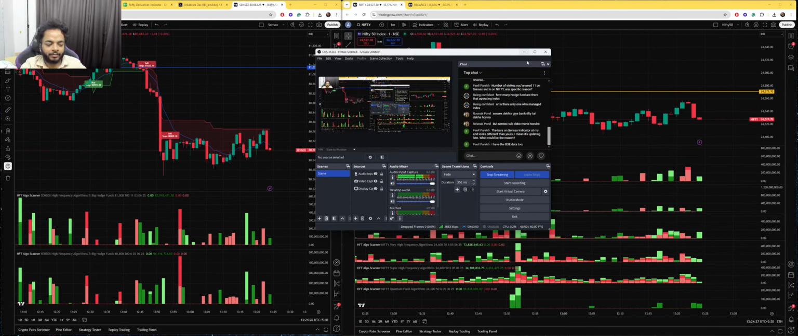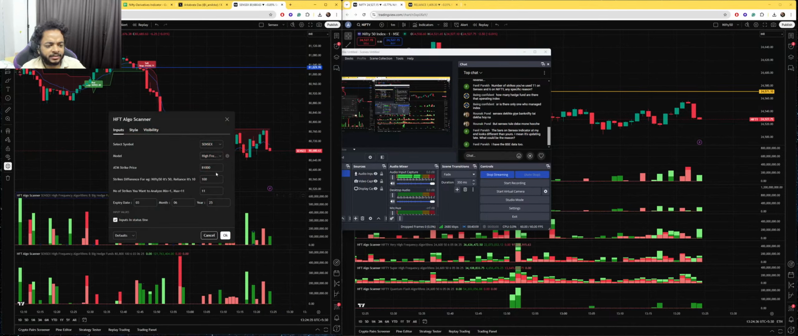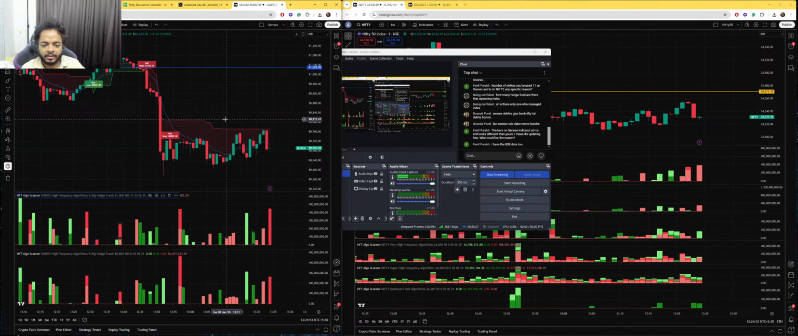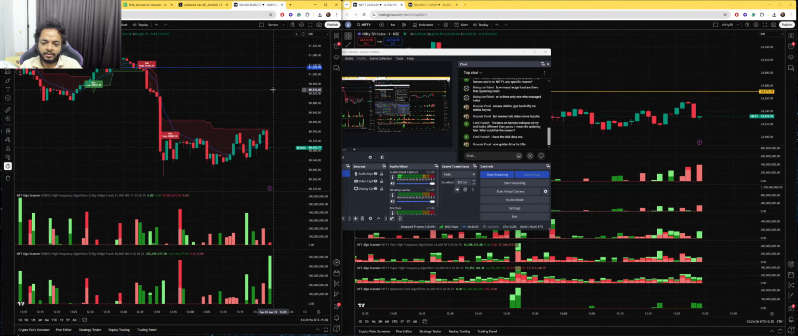Yeah, so if you have BSE data, then it will be the same. Just look at the settings. This is the setting I'm using. The same model, the first one, the basic model that we have. And yeah, golden time for HFTs.